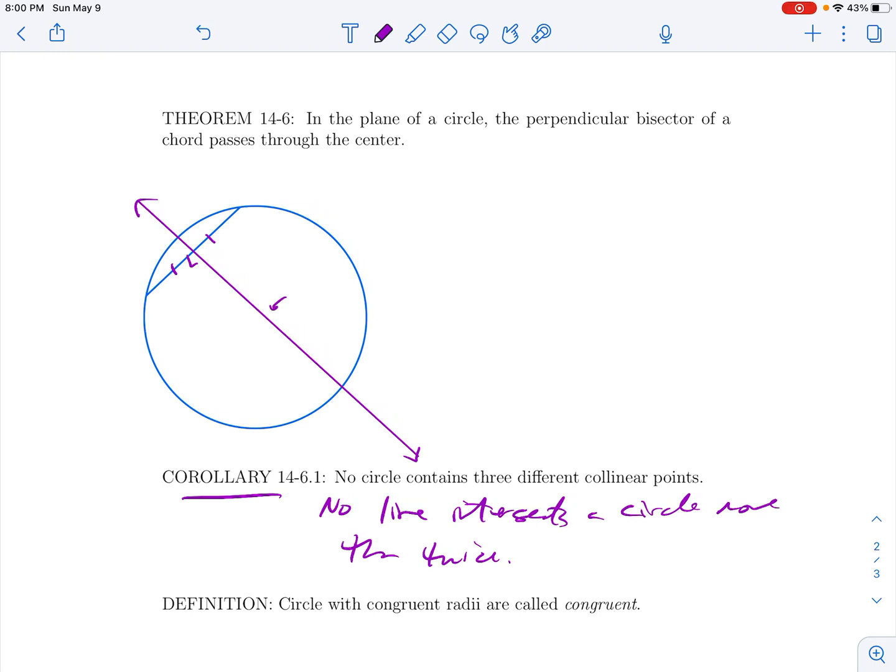So I think that's very believable if you take a circle and start drawing some lines. Right, here's a line that doesn't intersect at all. Here's a line that intersects twice. Here's another line that intersects twice. Here's a tangent line that intersects once. But no matter how hard you try, you're not going to find a line that intersects that circle 3 times. And that is provable as a corollary to this theorem, but I'm not going to worry about the details.